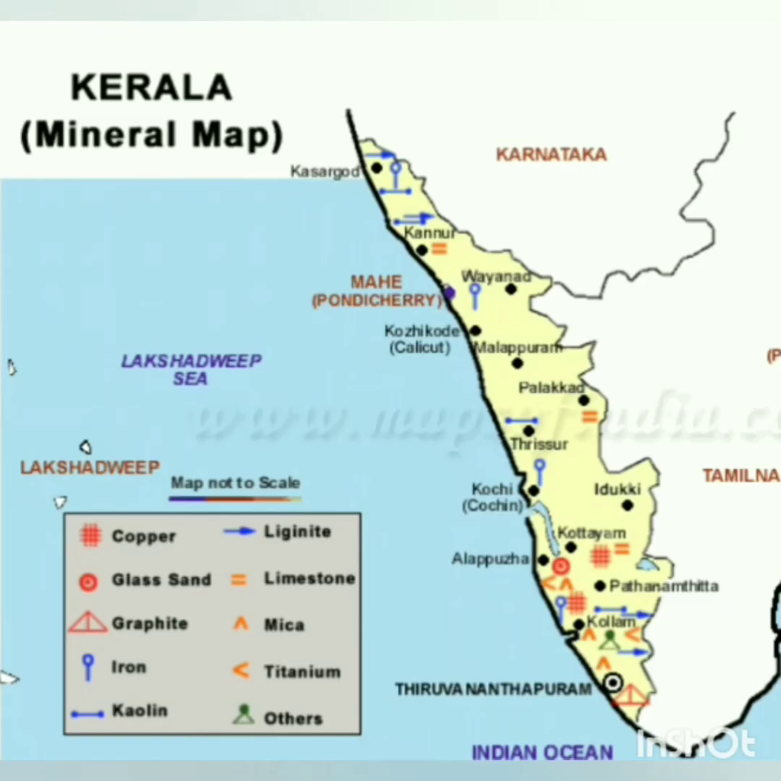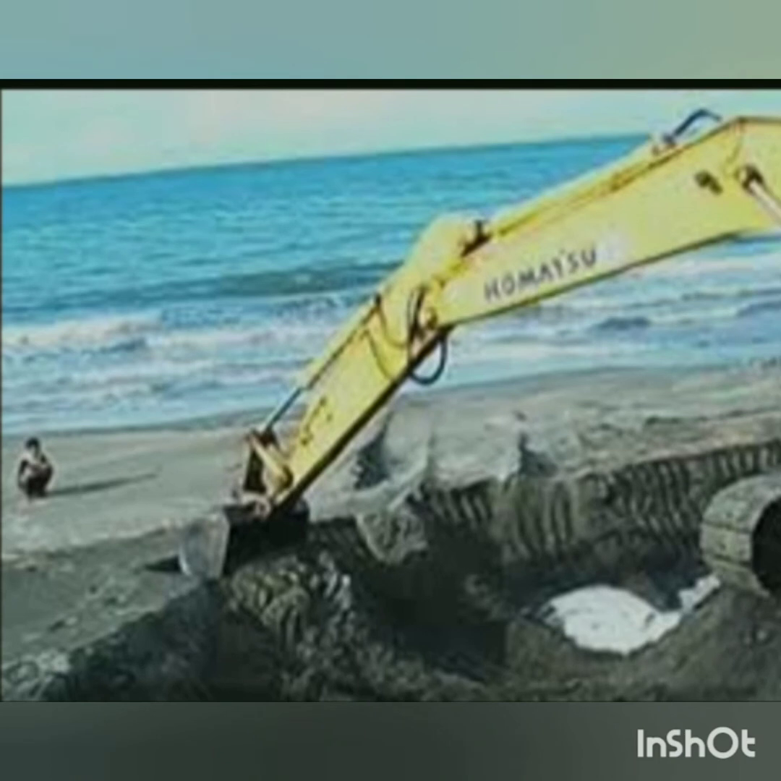Okay. Now let's see the mineral presence in our own state, Kerala. This is a mineral map of Kerala. Here you can see the presence of copper in Kottayam and Kollam, then presence of glass sand in Alappuzha, then presence of graphite in Thiruvananthapuram, and so on. You might have heard of the controversies related to black sand mining in Kerala, especially in the southern districts like Kollam and Alappuzha.